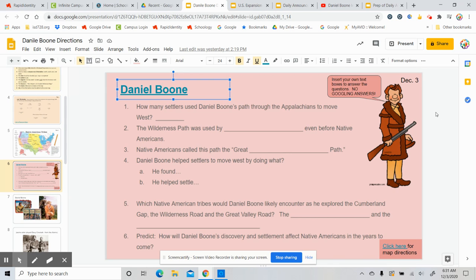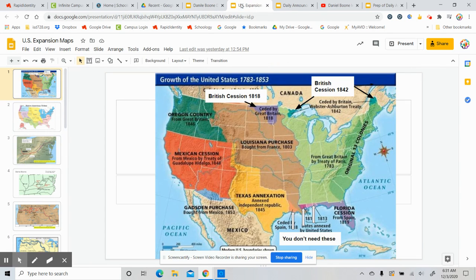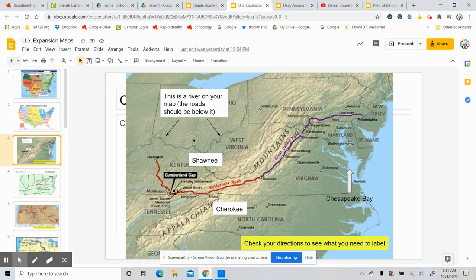You saw in the video that he blazed a trail through the Cumberland Gap. So when you're looking at his route, this is the Great Valley Road. It starts above Chesapeake Bay right here and kind of finds its way down. And that road was really already there. It was a trading route and so on. What Daniel Boone blazed a trail through is this wilderness road here.